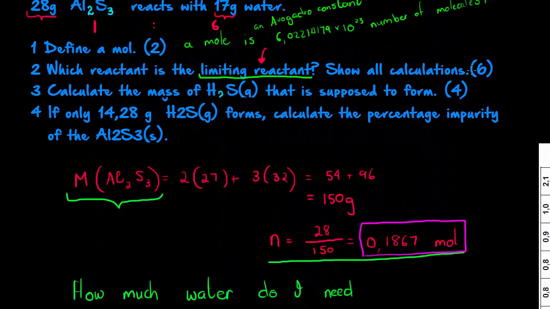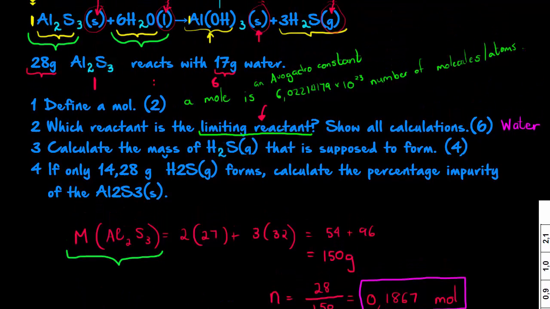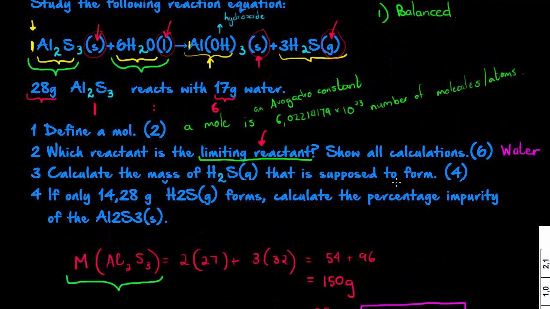Which of the reactants? These are all our calculations. Which is the limiting one? It is water. Now calculate the mass of hydrogen sulfide that is supposed to form.